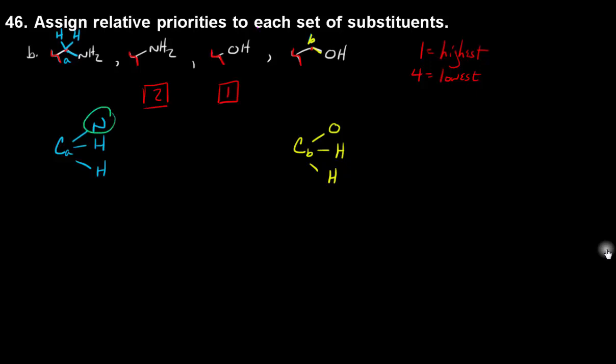So what we're going to do is compare nitrogen to oxygen. And between these two, oxygen has the highest atomic number, so hence it's going to have the higher priority. So that means that this guy on the far right, this is going to be number 3, and then this one right here is going to be number 4. Okay, so highest, next, third, fourth highest priority.